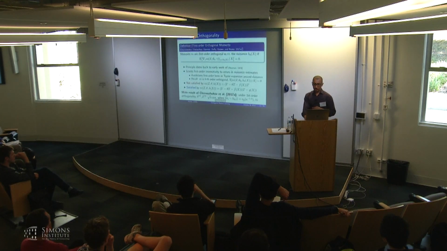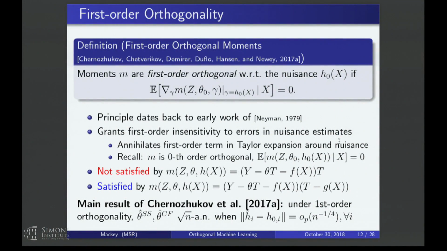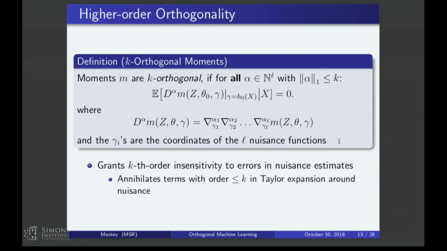Okay, so you might wonder, how do we go beyond that? And it seems like there's a natural way to iterate this process. We just got rid of the first order Taylor expansion terms. Let's just get rid of more terms. And so that's what we're going to call K orthogonality.